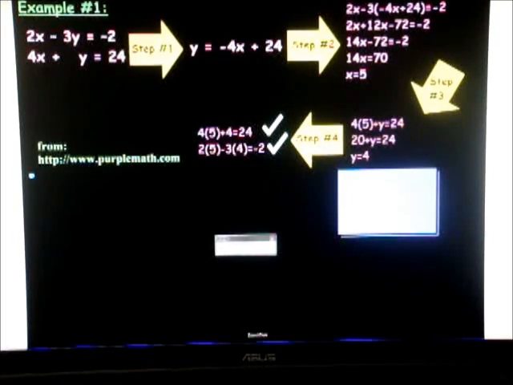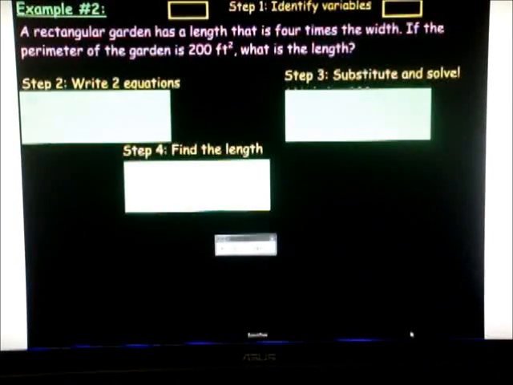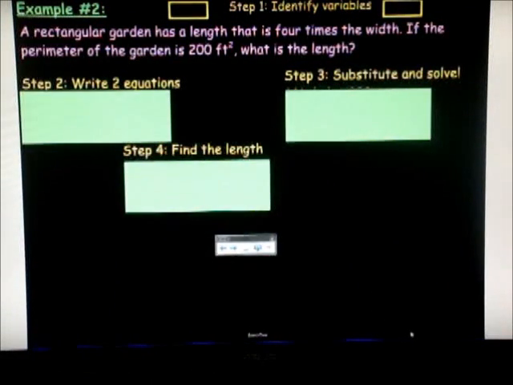Problem number 2, we're going to take a look at a word problem, and our word problem has a geometry tie. The word problem tells us that a rectangular garden has a length that is 4 times the width. If the perimeter of the garden is 200 feet squared, what is the length?